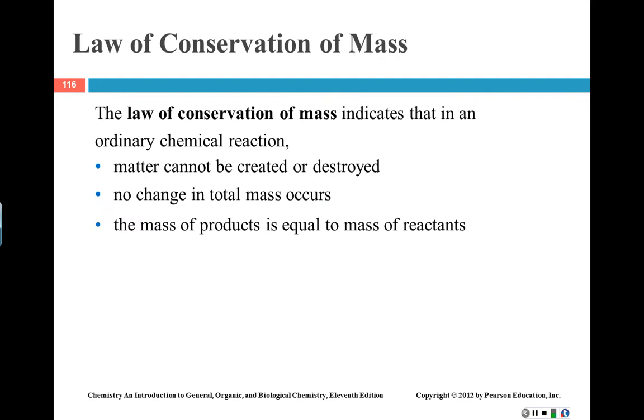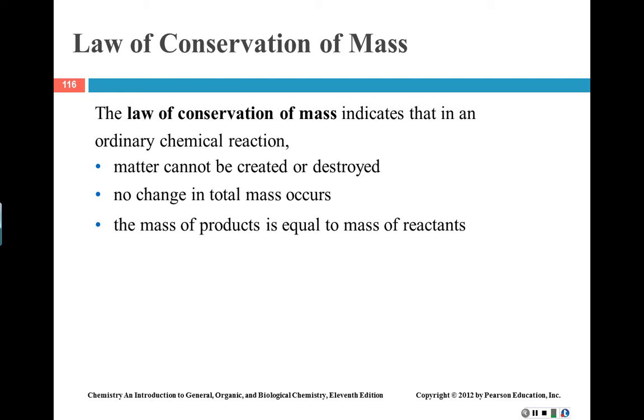In order for a chemical equation to be something that can happen, it has to obey the law of conservation of mass. What that basically says is that you cannot create or destroy matter. There is no change in the total mass. The mass of the products is equal to the mass of the reactants. Basically you cannot make anything or destroy anything. You can only change its form. So you'll still have the basic building blocks that you started with.